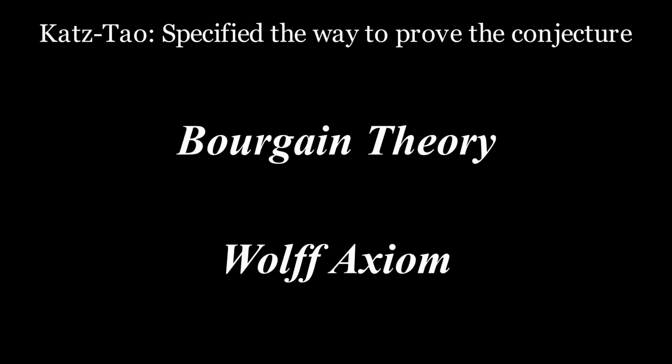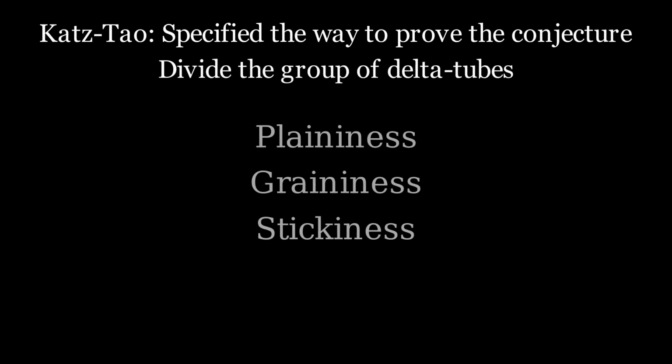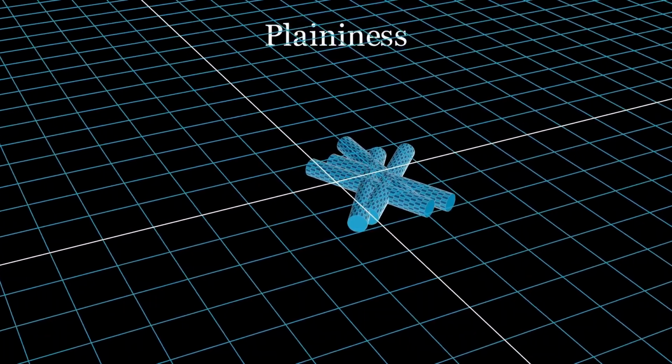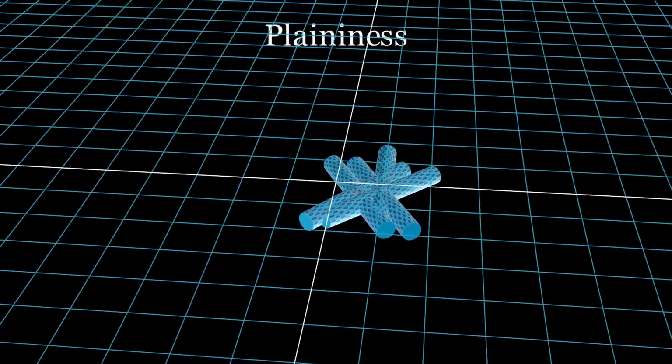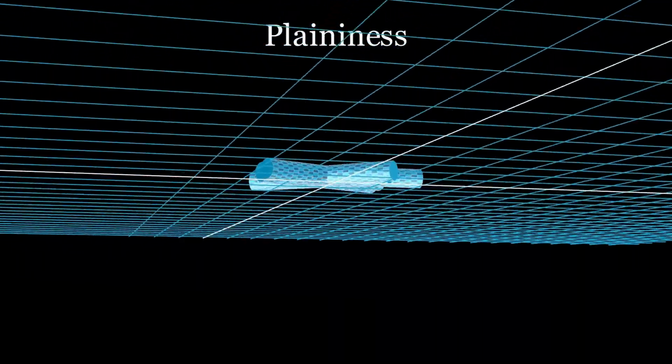Now let's be specific. What Katz and Tao actually did was to classify the Kakeya sets, of course, those delta tubes. They concluded three properties that affect the lower bound of the dimension of the Kakeya set: planiness, graininess, and stickiness. Planiness is about how many delta tubes a plane goes through. In this example, there is a certain plane that can go through all the delta tubes, and this Kakeya set is really plainy, in other words, dense on some certain plane.